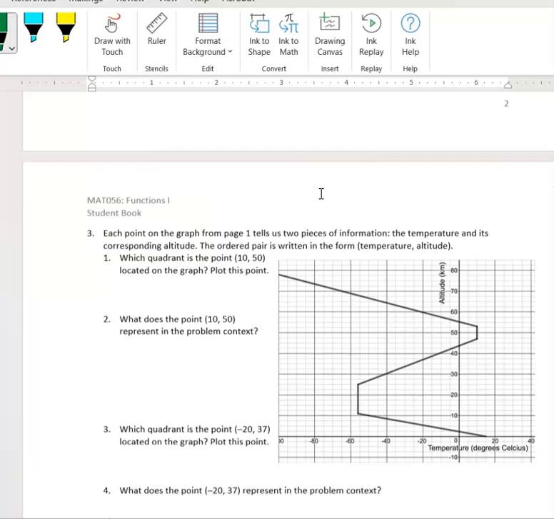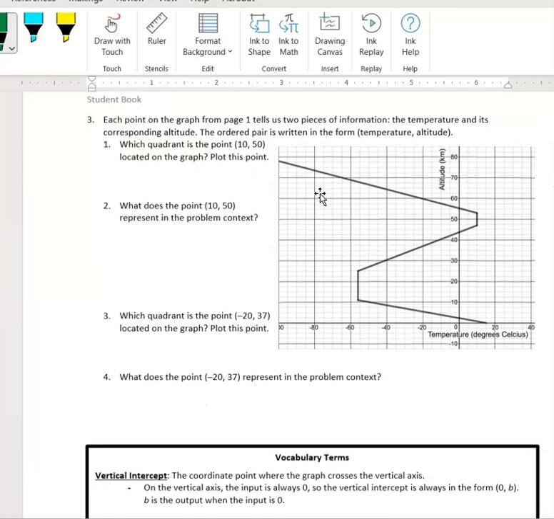On the next page, back to that previous graph on page 1, we want to identify first what quadrant the point (10, 50) is in, and we want to plot this point. We're going to look for 10 to the right, because that's the input value, and 50 up. We have to figure out how this is scaled. And then our point is right here. This is our point (10, 50).